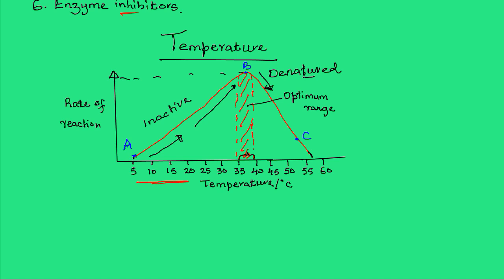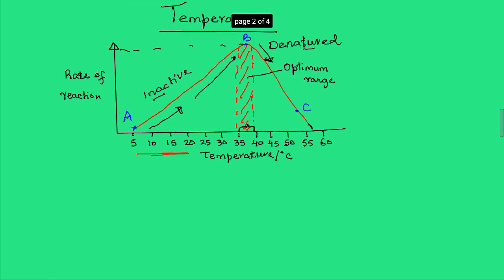So at low temperatures, enzymes are inactive, so the rate of reaction is low. At the optimum range, there is the fastest rate of reaction because the enzymes are now activated. Beyond the optimum temperature, the rate of reaction decreases because the enzymes are becoming denatured.